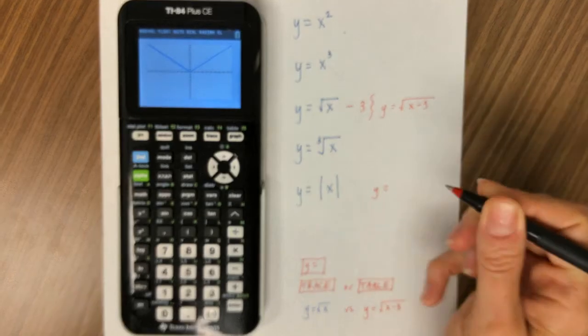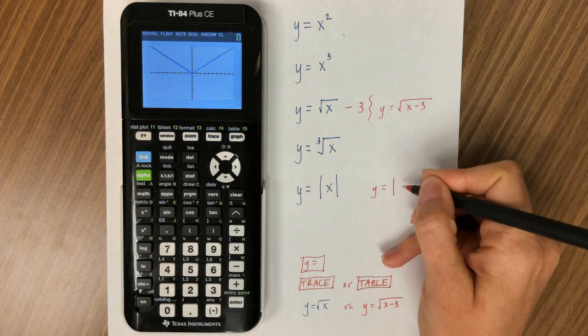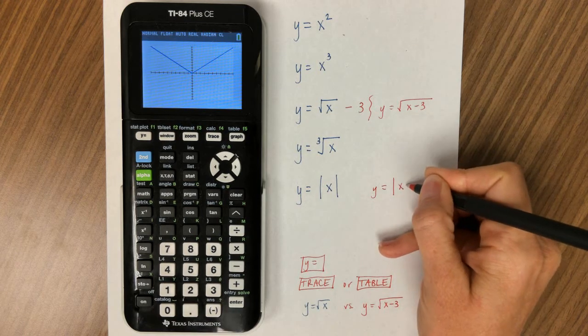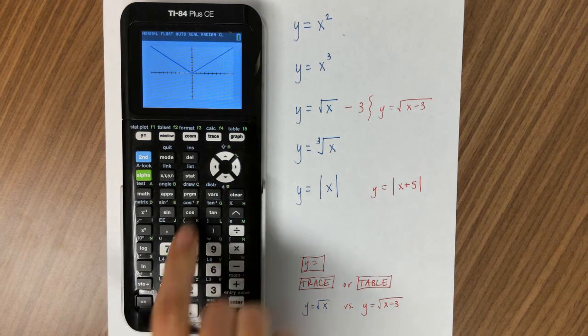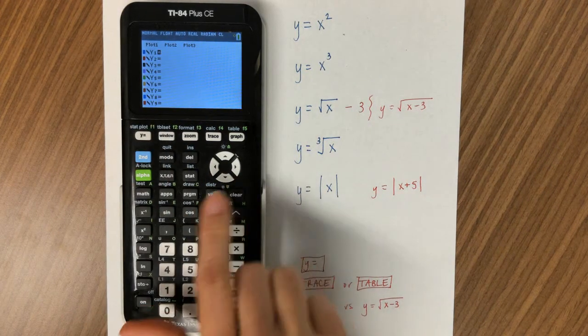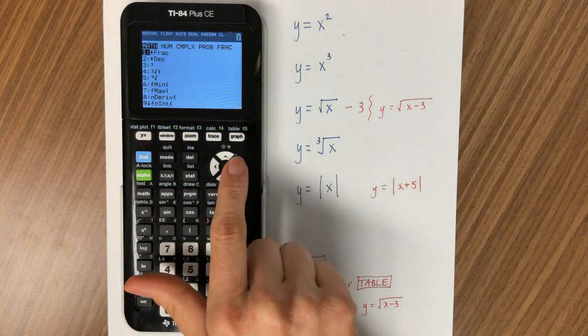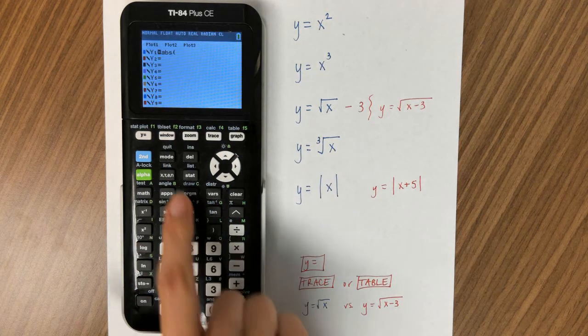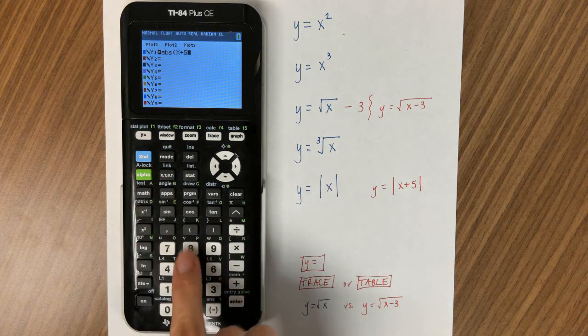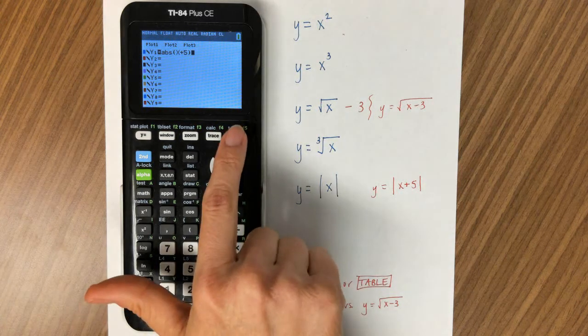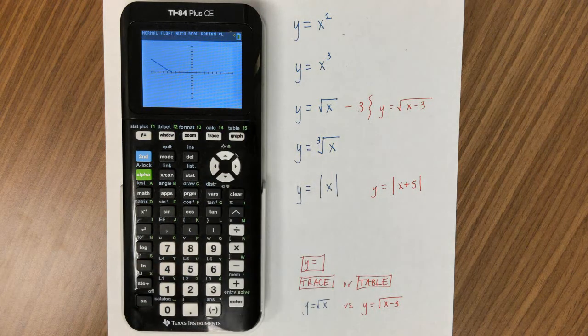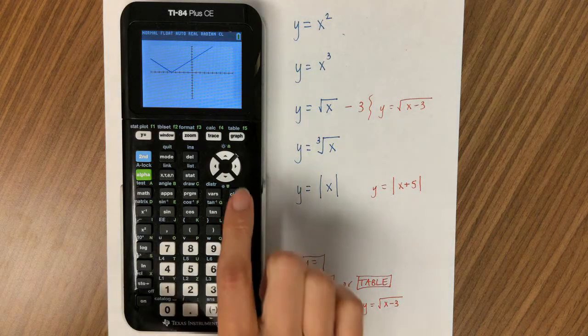And again, just to show you a different version, if we had y equals absolute value of x plus 5 with the entire thing inside the absolute value sign, click math, go to number, absolute value, x plus 5, close parentheses around the whole entire thing to denote that it's inside the absolute value signs. And we see our graph is shifted 5 units to the left from what we initially had.